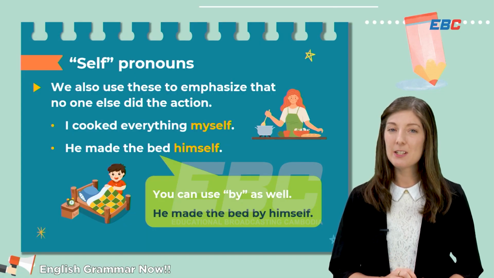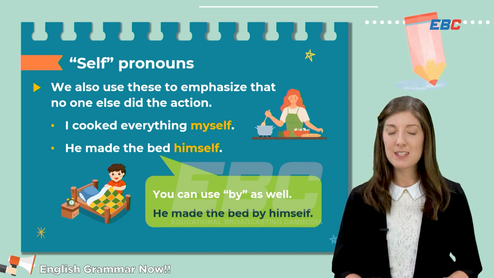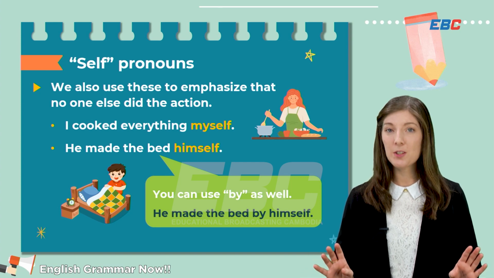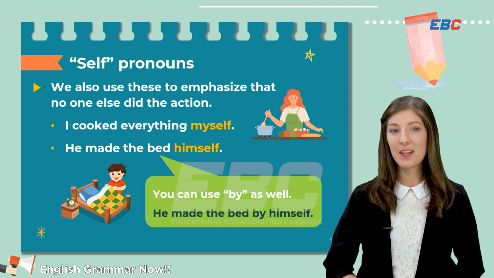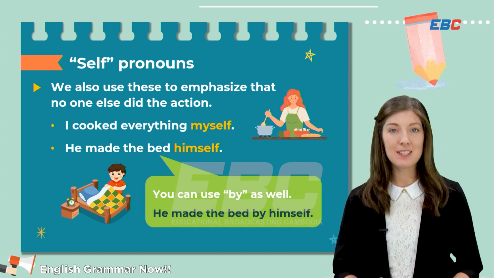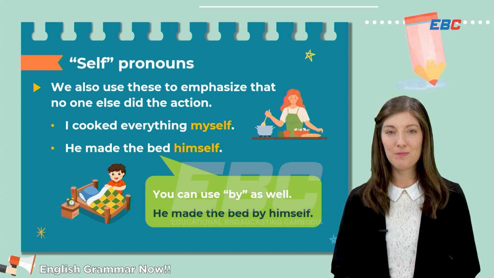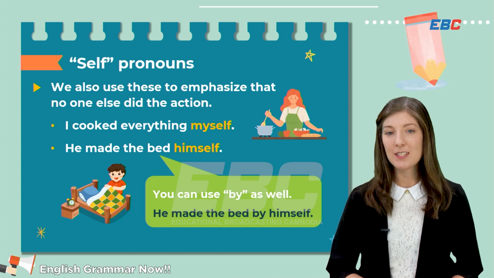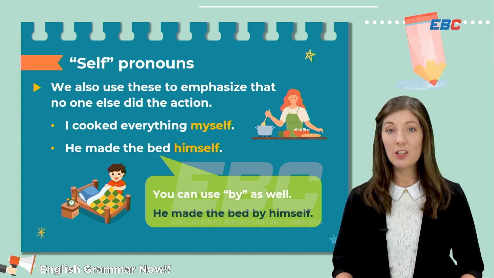Another slightly different way we could use reflexive pronouns is to emphasize that no one else did the action, that the person who did it was alone. Here's some examples. I cooked everything myself. He made the bed himself. We could also add by into this phrase. He made the bed by himself, to make sure it's understood that he was alone.